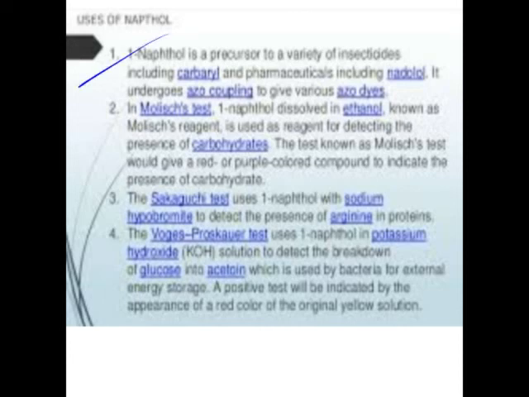So 1-naphthol or alpha naphthol, it is used as a precursor in variety of insecticides, including carbaryl, and nadolol in pharmaceutical. ओके, सो जे इन्सेक्टिसाइड्स आहेत त्यासाठी लागणारे जे प्रिकर्सर्स आहेत किंवा केमिकल्स आहेत त्याचे प्रिकर्सर म्हणून आपण अल्फा नॅफ्थॉलचा वापर करतो.